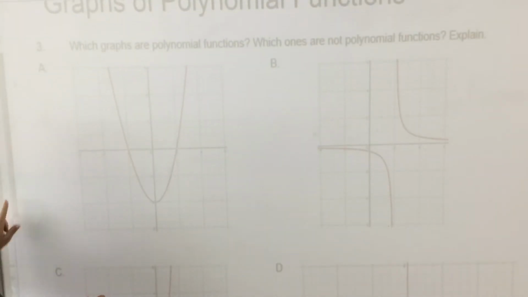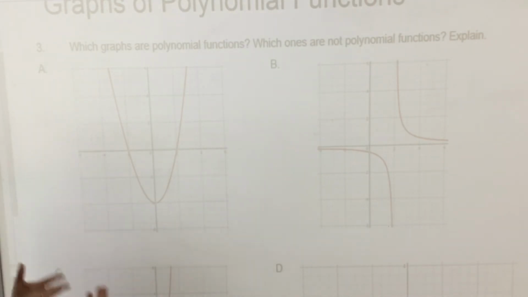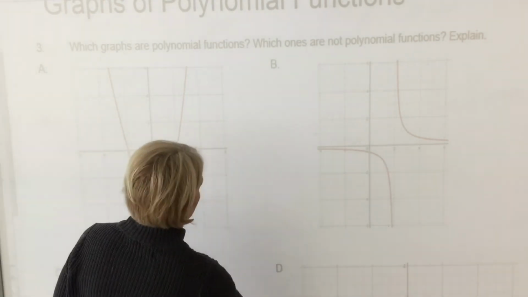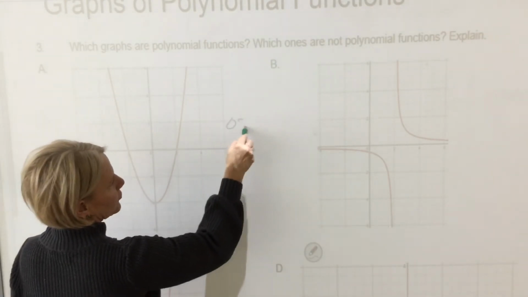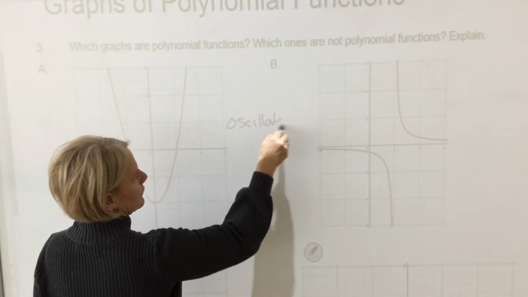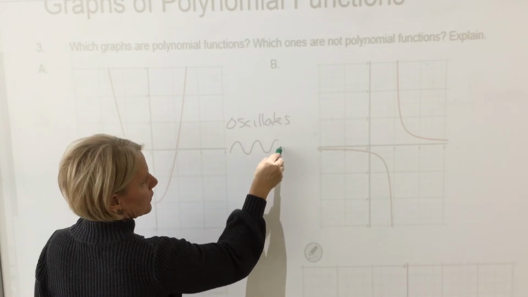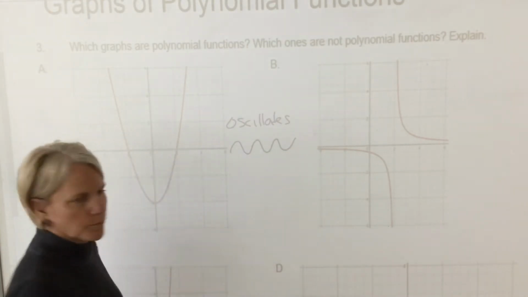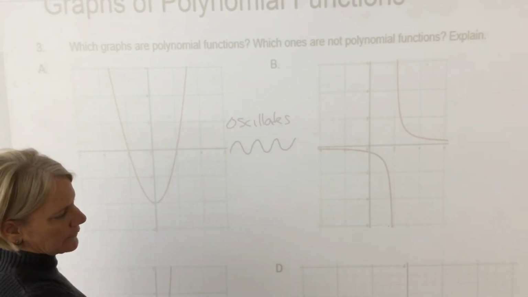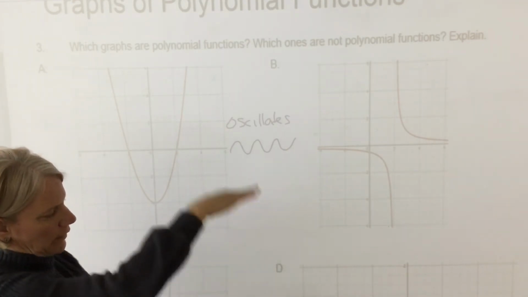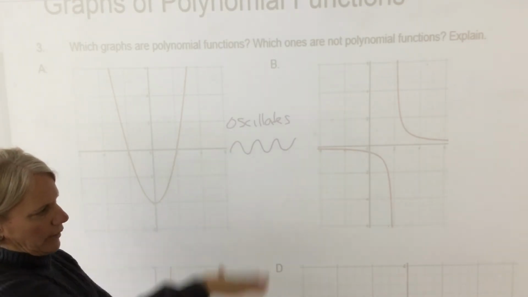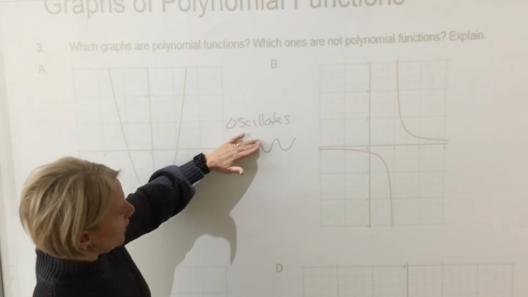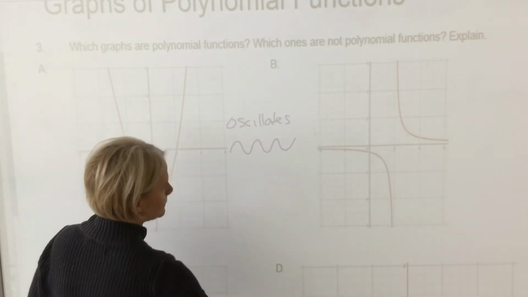All right, so for part A, there's one that should now look familiar to you. It's not oscillating, and what I mean by oscillating is that an oscillating function does that. So what you can relate it to is like a spring. A spring that goes up and down is oscillating, and it's oscillating between two points. It's going up and down. So if it oscillates, it's not a polynomial.